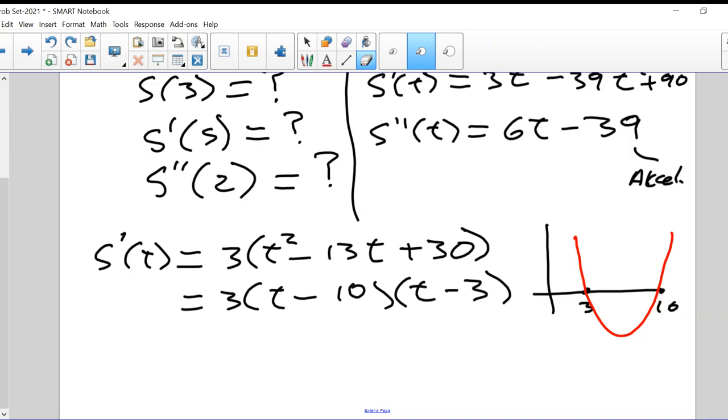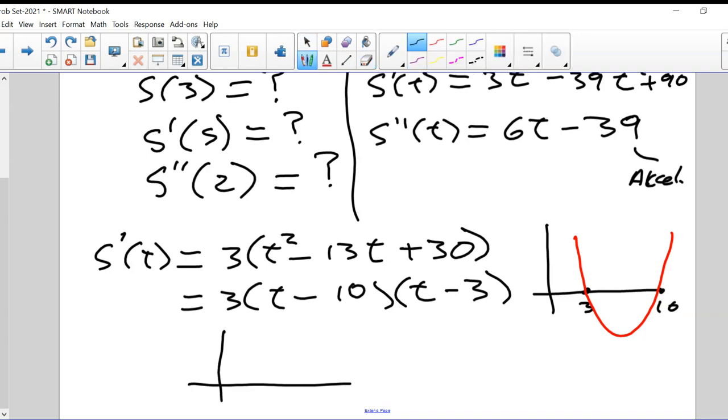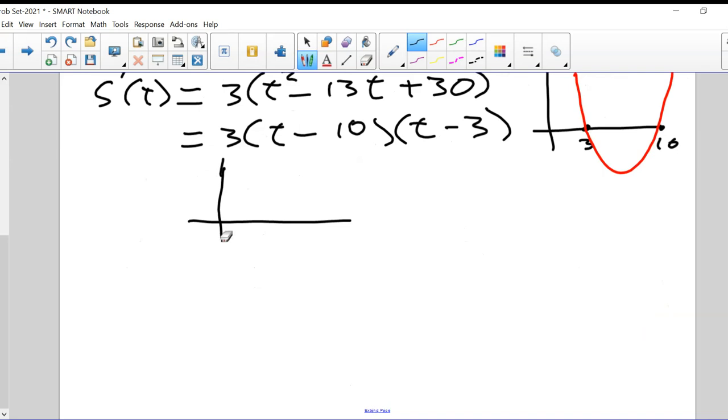So here comes my second. I'm not going to draw them both on the same thing. I don't want to do that. I'm going to draw it on a separate graph. So here's my little sketch of a straight line function that has a slope of 6 and a y-intercept of minus 39. So it's somewhere down here, minus 39.